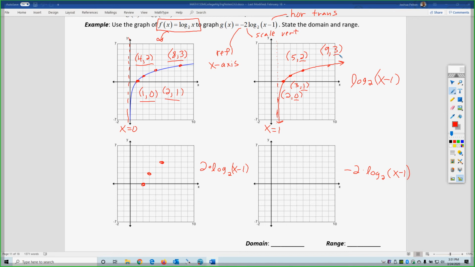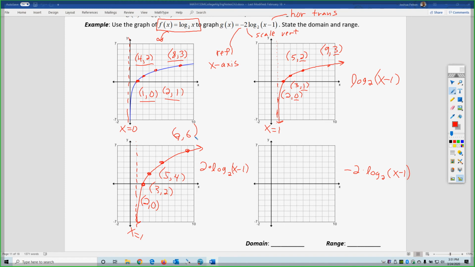And the last one, 9, 3, goes to 9, 6. And our asymptote stays the same of x equals 1. So we go up through those points. So our points, again, change to 2, 0, which is the same as before, 3, 2, 5, 4, and 9, 6. So again, we only change the y value because we vertically scaled by a multiple of 2.